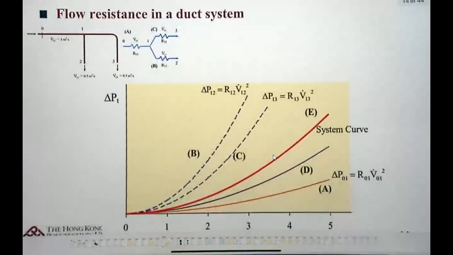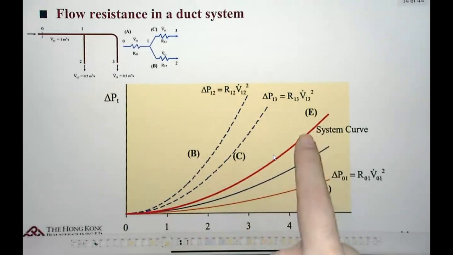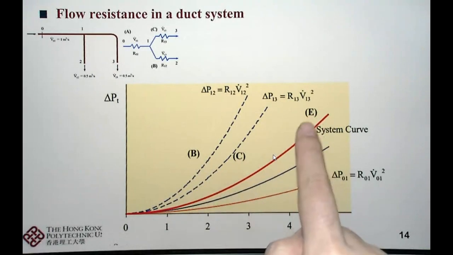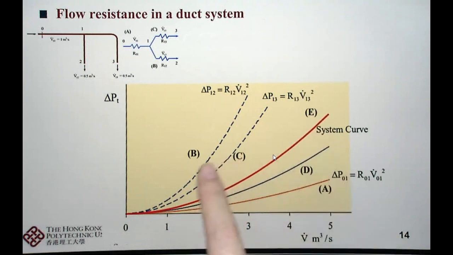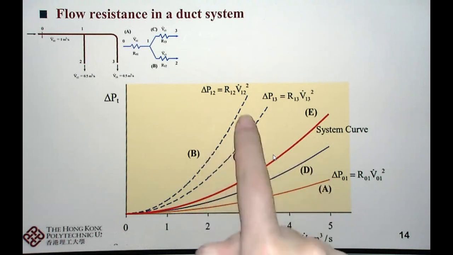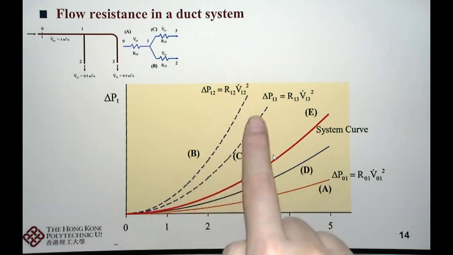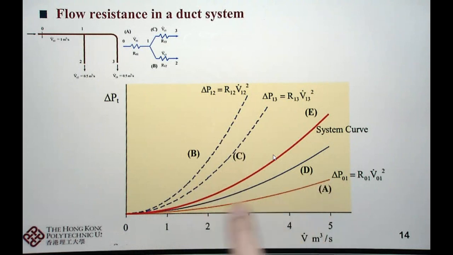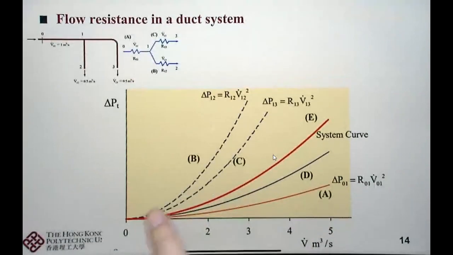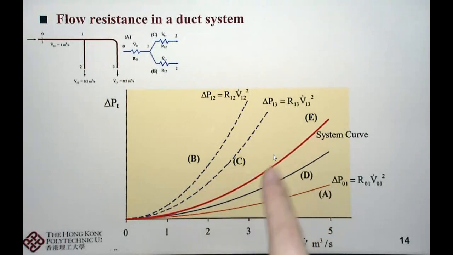Okay, then we can use the system resistance figure to find the system curve as shown in the red line here. First of all, we started with A, B, and C: two dashed blue curves and one orange curve here. And then, in two steps, we can obtain the system curve as shown in the red line.